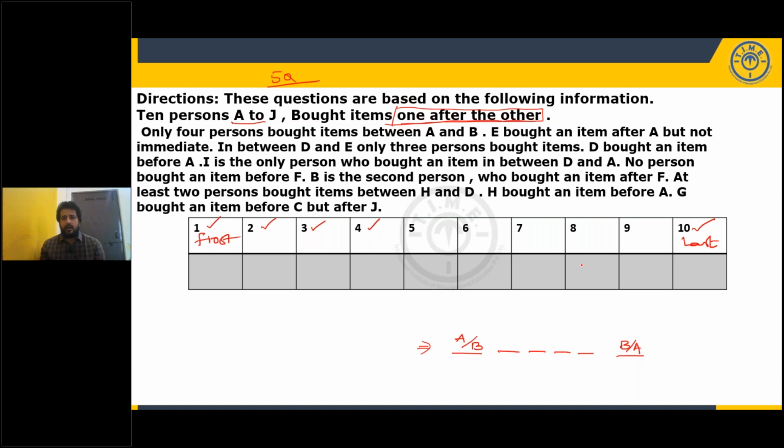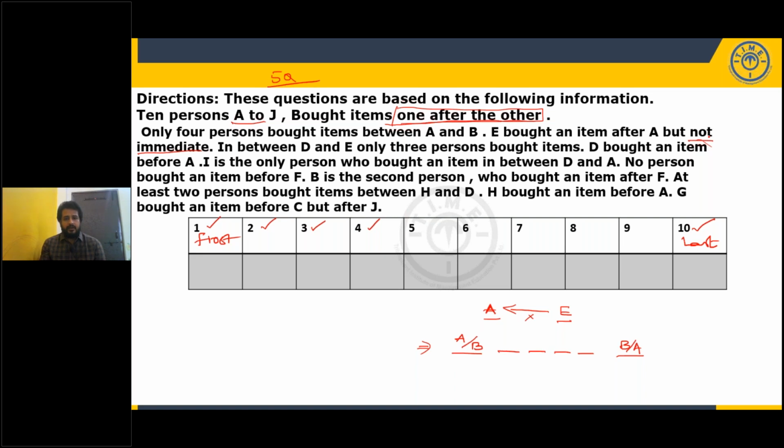E bought an item after A, but not immediate. Okay. E bought item after A. It means A bought item before E, but not immediate. So somewhere before E will be A, but it should not be immediately before. Keep that point in your mind. Because it is given not immediate. And this is the exact terminology which was used in the exam.